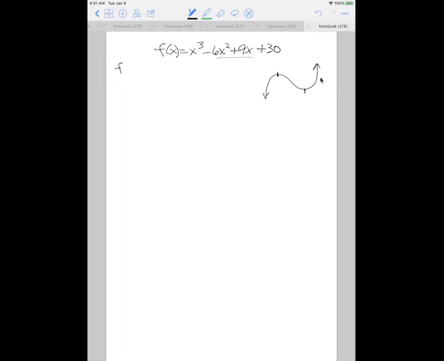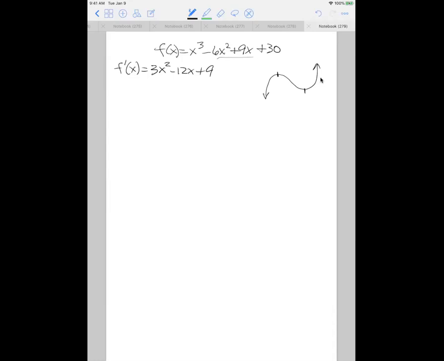If it was negative x cubed, then it would be reversed. The min would be on the left and the max would be on the right. But this is what we're working with. So now we're going to take the derivative of this function and get 3x squared minus 12x plus 9. All right. We'll stay with this.